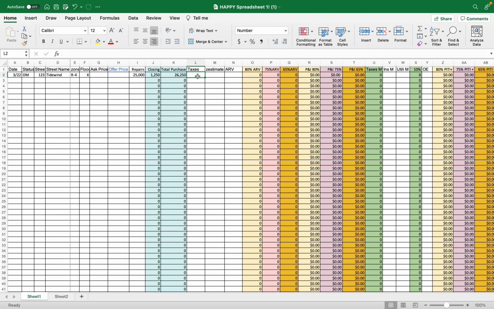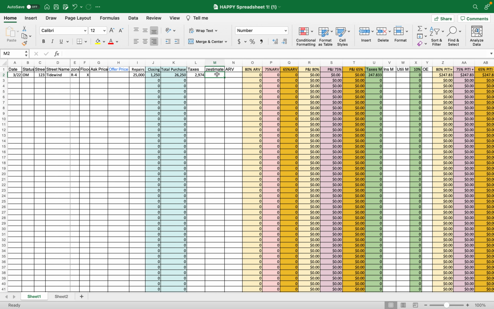We're going to keep going into the little white columns here. I know my annual taxes, after I looked at the county records, are $29.74 annually. If you notice, another number popped up here. This calculates the taxes monthly.